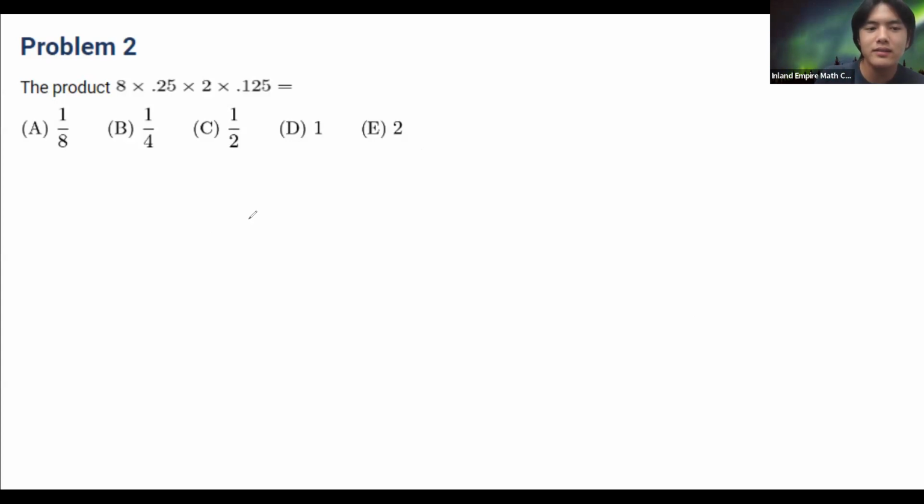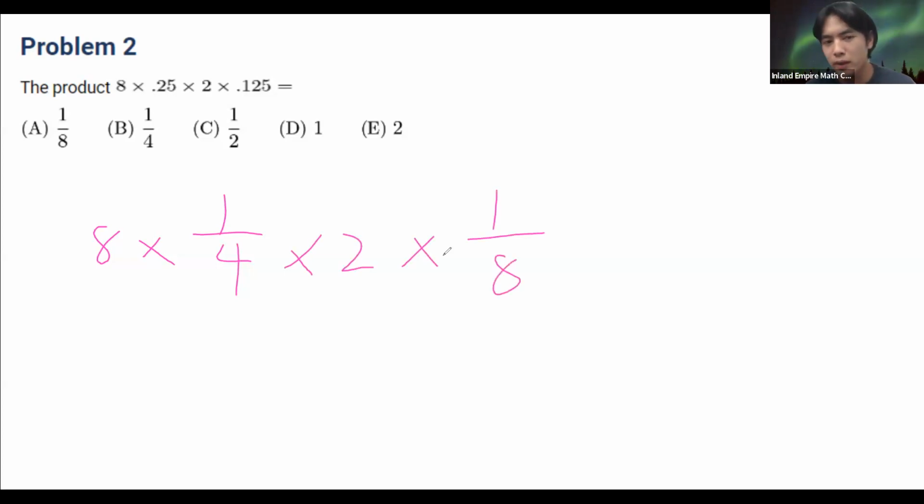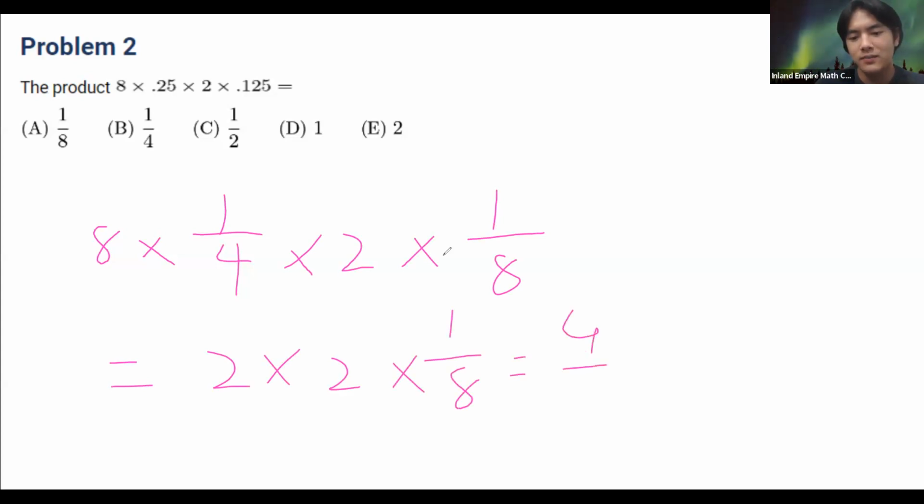Another way you could think about this is to write the decimals as fractions, because that actually makes it really easy too. So you could multiply 8 by 1/4, right? Because 0.25 is 1/4. And then you multiply by 2 and you multiply by 1/8, because 0.125 is 1/8. So when you do that, you'll get 2 times 2 times 1/8, which is 4/8, which is actually 1/2.